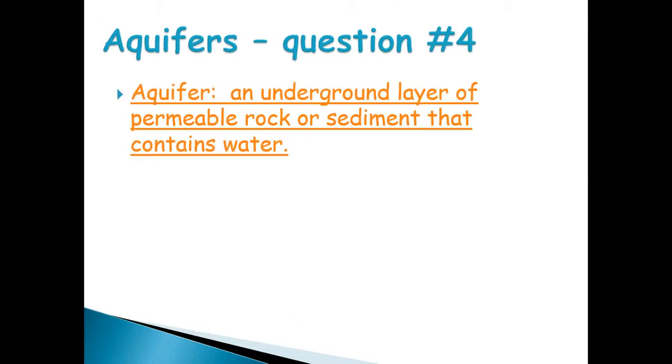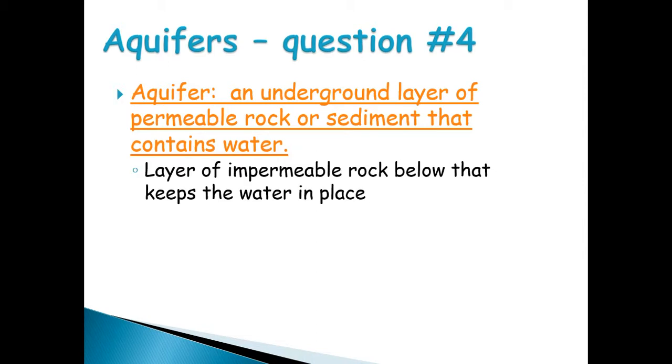An aquifer is an underground layer of permeable rock or sediment that contains water. You have to have a layer of impermeable rock below that to keep the water in place. To refill your aquifers, you must have some sort of precipitation. So the more rain and snow you have throughout a season, the more likely it is that your water table will not run dry.